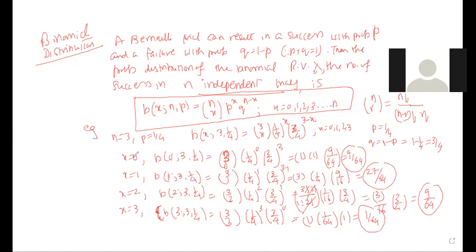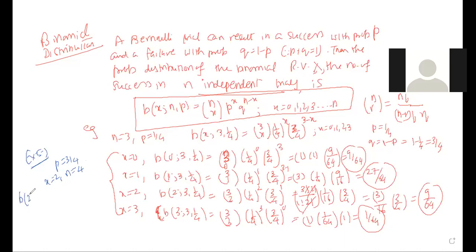So this way you can find for different x: 0, 1, 2, and 3. Right, guys? Example 5.1, as I told you, let me take 5.1. Just now we read this example. The probability that a certain kind of component will survive a shock test, means p is equal to 3/4, is given to you. Find the probability that exactly 2 of next 4, exactly 2 means x is equal to 2 and n is equal to 4, next 4 components tested survive.